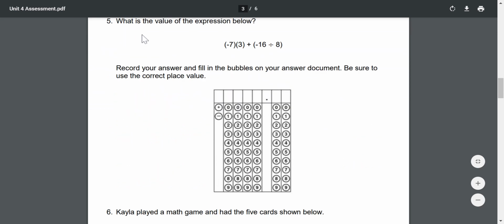Number 5. What is the value of the expression below? -7, 3, plus, -6, divide by 8. Record your answer and fill in the bubbles on your answer document. Be sure to use the correct place value.